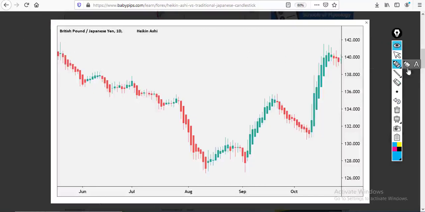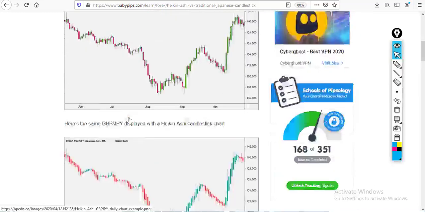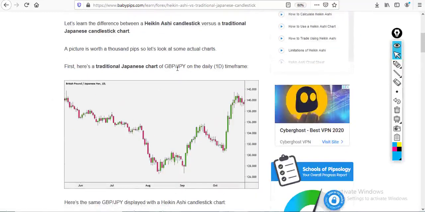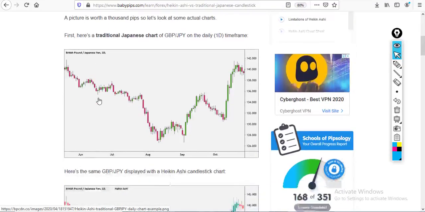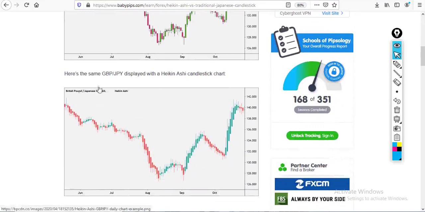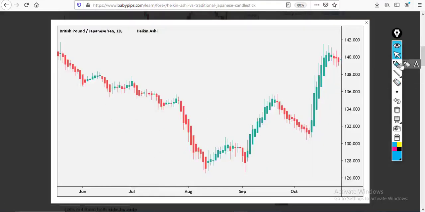Okay, let's just go back a bit, just a little bit. This is GBP JPY, GJ, one day time frame, the daily time frame rather. And here is the same chart, GJ GBP JPY, the daily candlestick chart as well. So there's nothing different about the chart. But take a look very well.